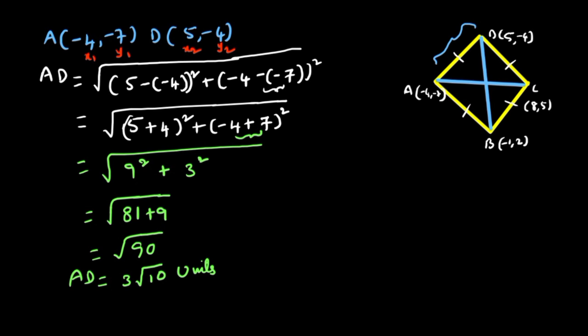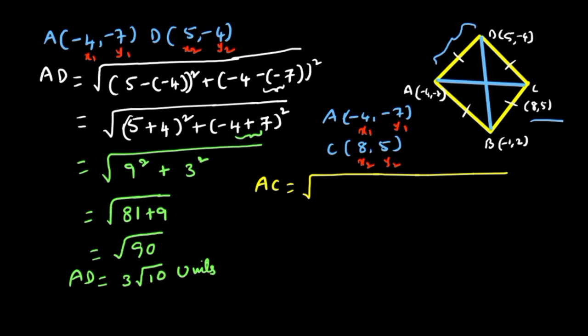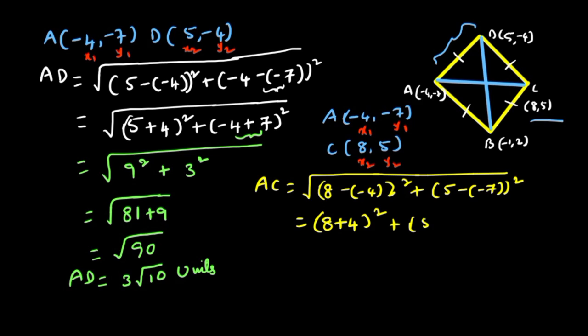So finally here we got 4 sides are equal. Now we should find the length of AC and BD. Here I am writing what is A: minus 4 comma minus 7, and C is 8 comma 5. As usual this is x1, y1 and this is x2, y2. So AC equals, the formula is root of x2 minus x1, 8 minus of minus 4 whole square, plus y2 minus y1, 5 minus of minus 7 whole square. So 8 plus 4 whole square, and 5 plus 7 whole square.